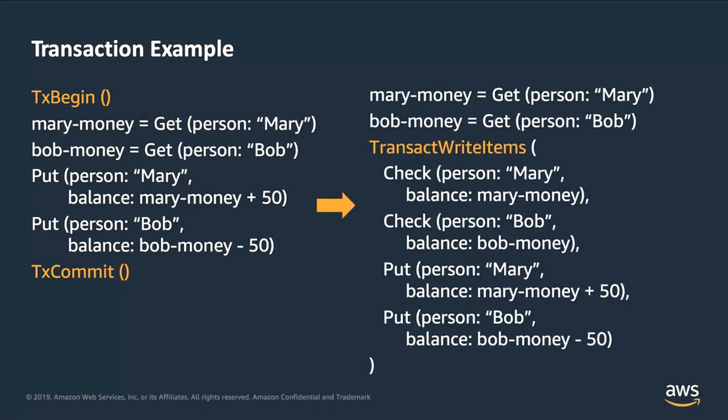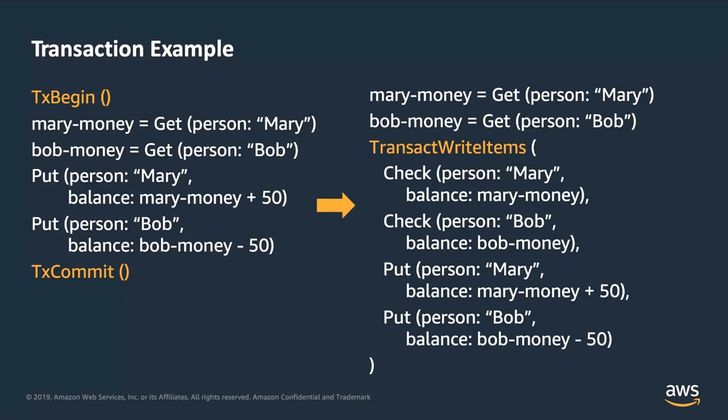But with DynamoDB, you write a transact write item request where you say check Mary's balance, check Bob's balance, and then you say you want to execute this put operation by reducing the money from Bob's account and increasing the money in Mary's account. So you could map this tx begin, tx commit into a single request with transact write items.